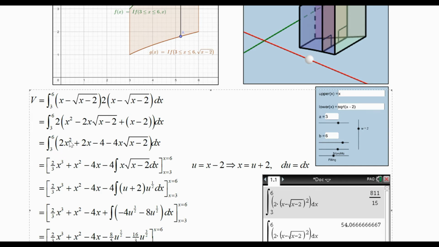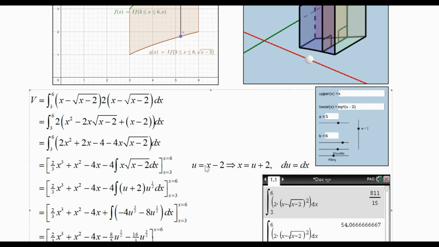The power goes up here 1 to 3 divided by the new power, so that antiderivative is 2/3 x cubed for the first term. The next one, the power goes up to 2 divided by 2 is just x squared. The negative 4 picks up an x. And for this part, I'm going to do a substitution.